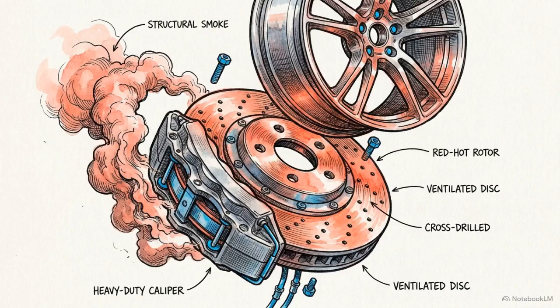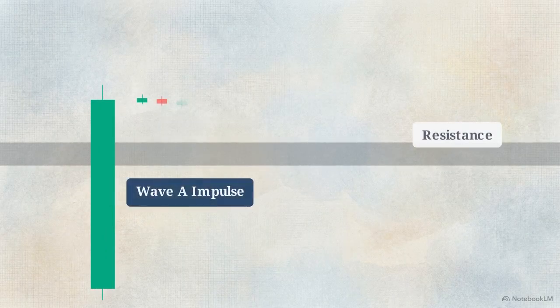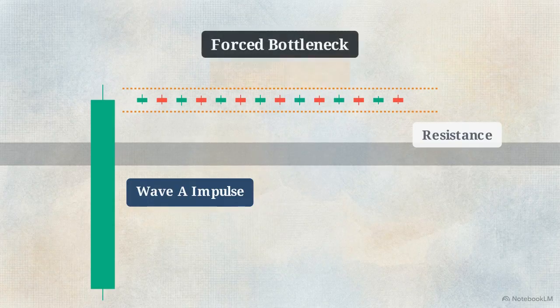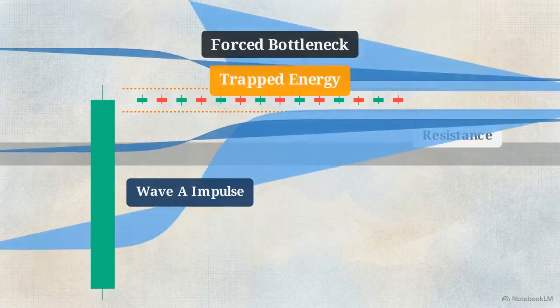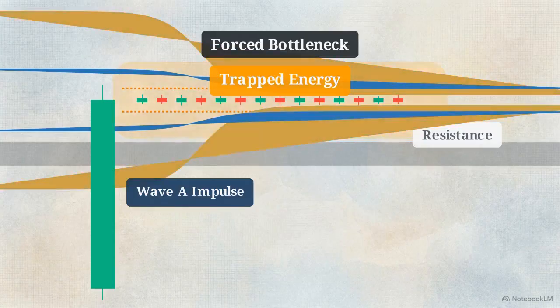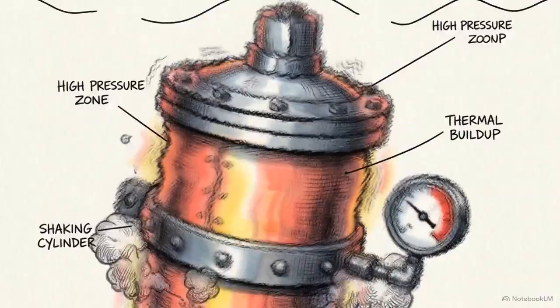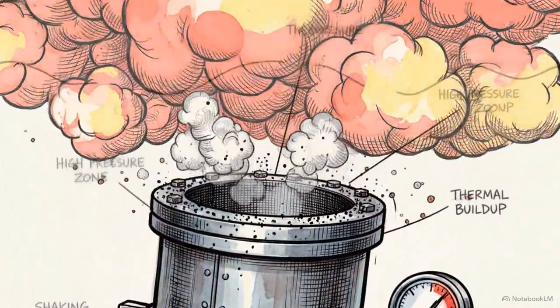For large-scale structural changes, we look to our second pattern, the compression ABC. Contrast the previous pullback with this wave B. Instead of a shallow angle, price enters a forced horizontal bottleneck. Algorithmic market makers trap energy inside a narrow vise. Bollinger and Keltner bands pinch together, like revving an engine with the brake locked. When wave C finally triggers, the stored kinetic energy shatters higher timeframe structures, leading to a rapid price expansion.